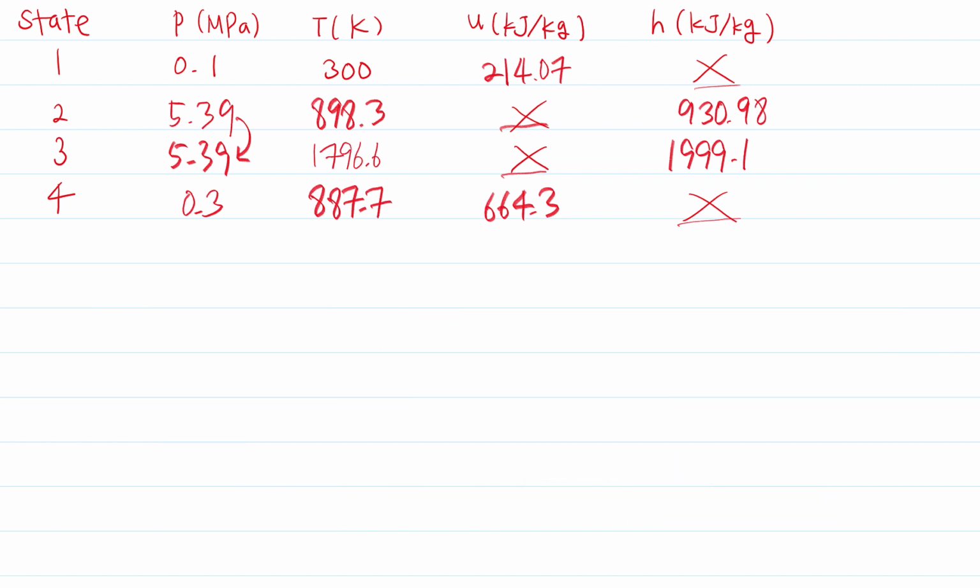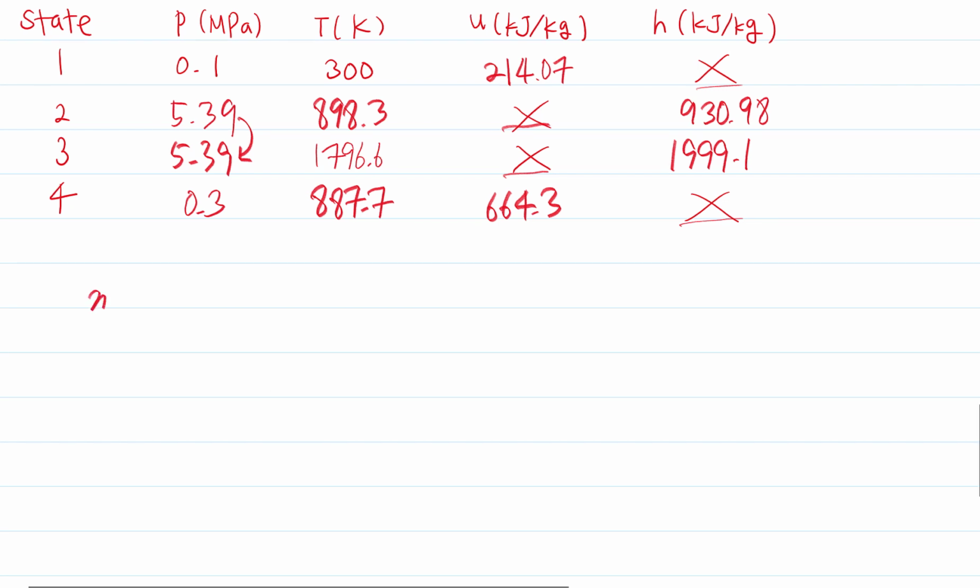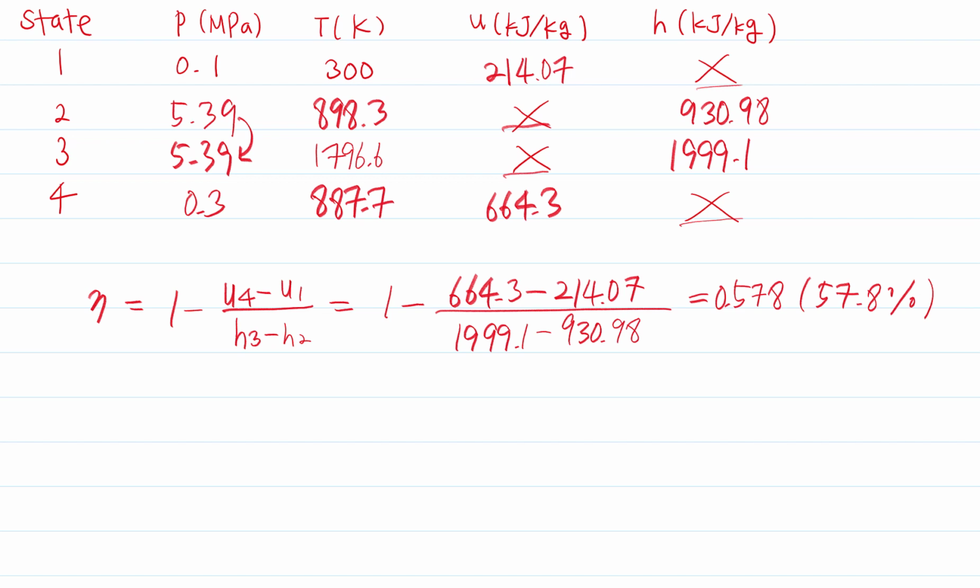Now we can determine the thermal efficiency. The thermal efficiency can be expressed, and we have all the values for it. The thermal efficiency of the air standard diesel cycle is 0.578, or 57.8%.